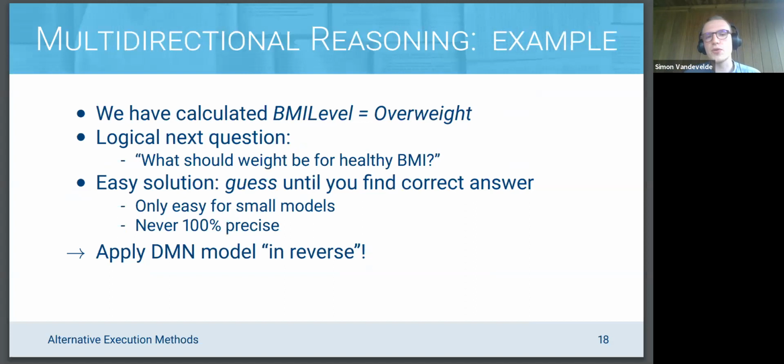However, that's only possible for very small models, and it's never 100% precise. And also, just guessing, I mean, imagine you go to a doctor, and the doctor says, I need to briefly guess what weight you should have. It's not a great idea, right? But what could we do? We could actually try to use the knowledge that is already contained in our DMN model, because we already have the knowledge to calculate or to decide our BMI level. Why couldn't we reuse the same knowledge in reverse, I should say, right? So why shouldn't that be possible?